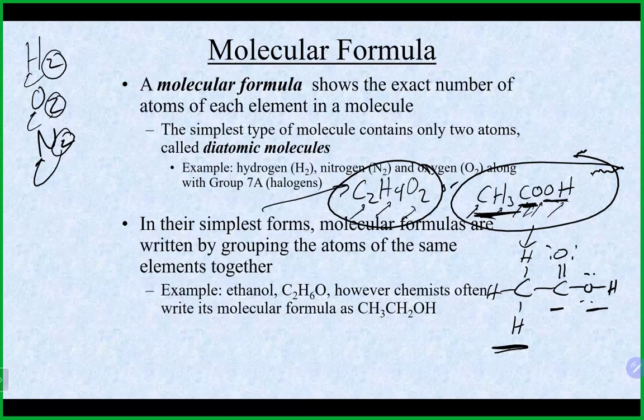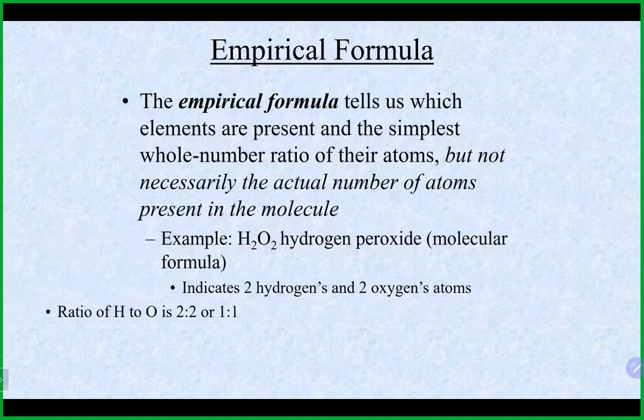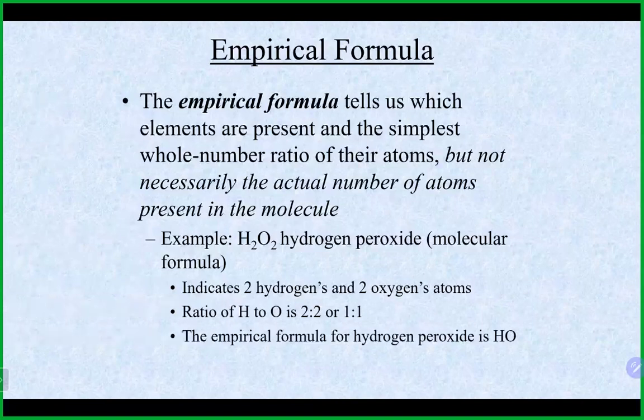Other questions? All right. The key here is the molecular formula does tell you exactly what's in there. That is exactly how many of each of these elements are in there. Now, the empirical formula, which is another type of formula, is the simplest whole number ratio of what's present. It does not necessarily tell you exactly how many of each of those elements are in the actual compound. It is the simple ratio of what is present.